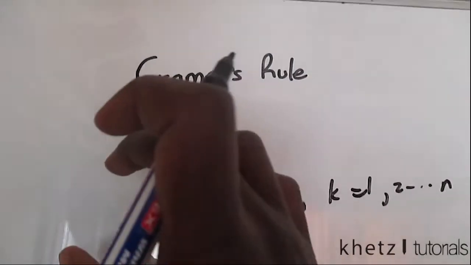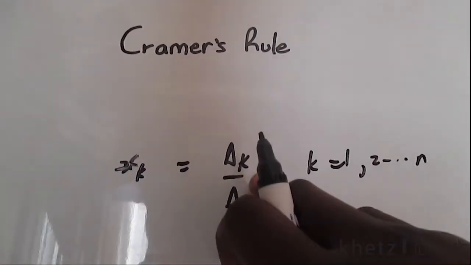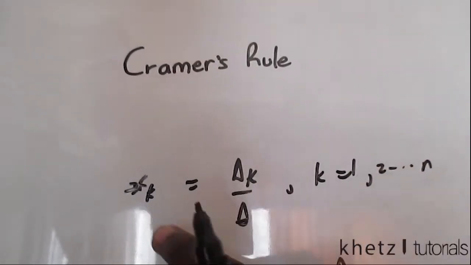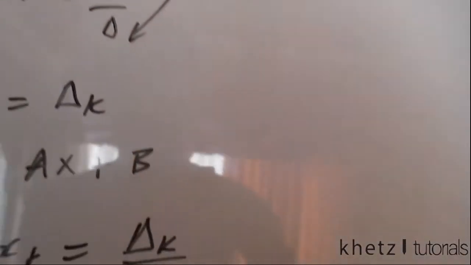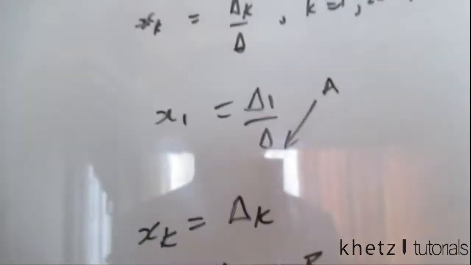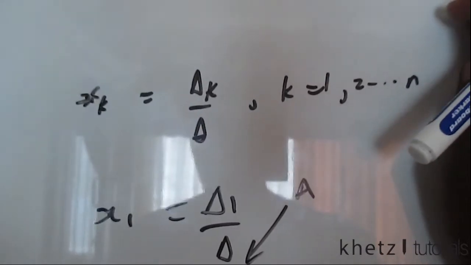So it doesn't matter the number of variables which you have. You just have to move the B column to whatever k column which you're interested in. k corresponds to the number of the variable in your column matrix. So now I'll move on to some examples to explain what I just said.